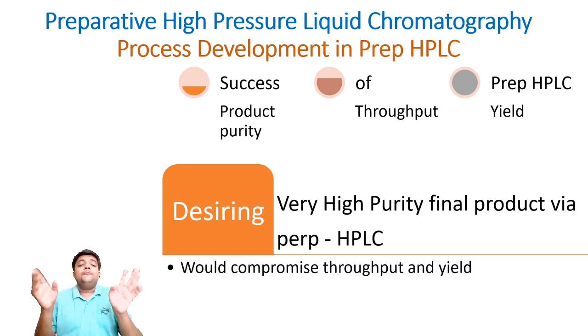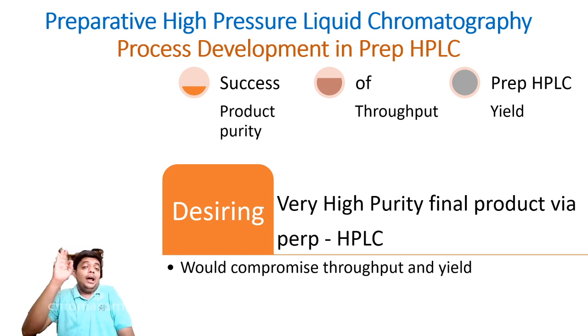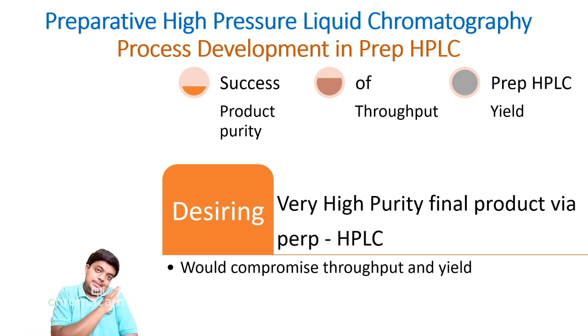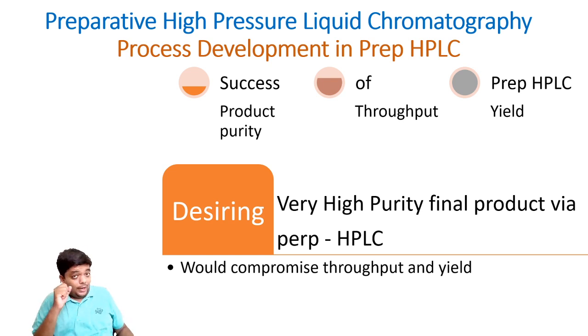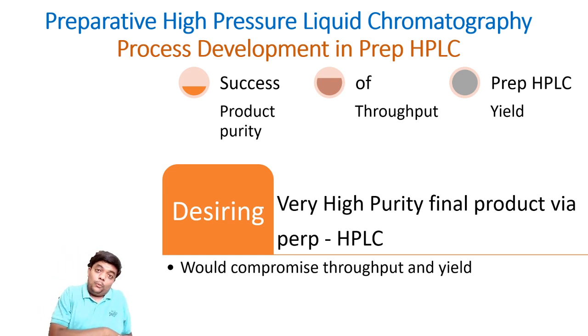So if you want to be in a win-win situation, go for optimized results, not for ultra results. So friends, depending upon this optimization, the changes that are required are to be discussed now. The second important thing is, I am developing an analytical method and I want to scale it up to a preparative method. What is the process for that? That is the key factor that I am going to discuss here.